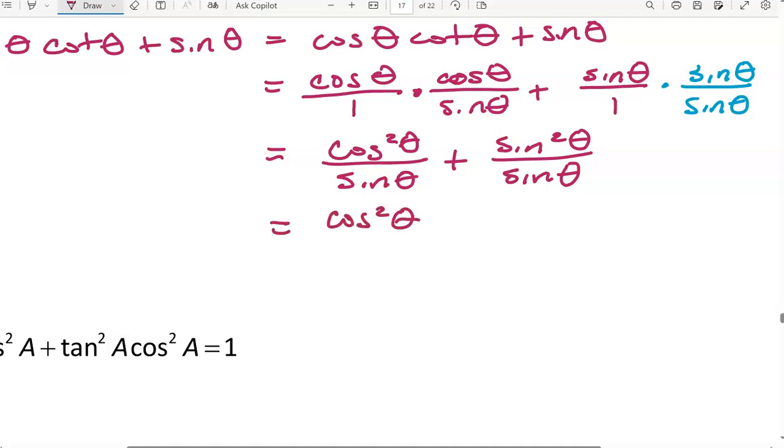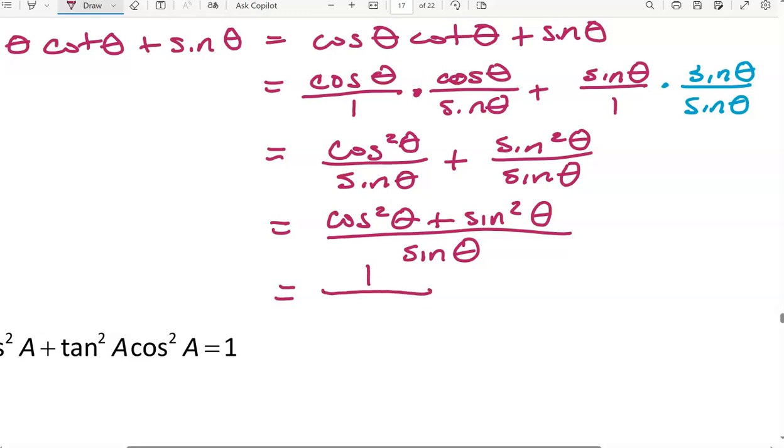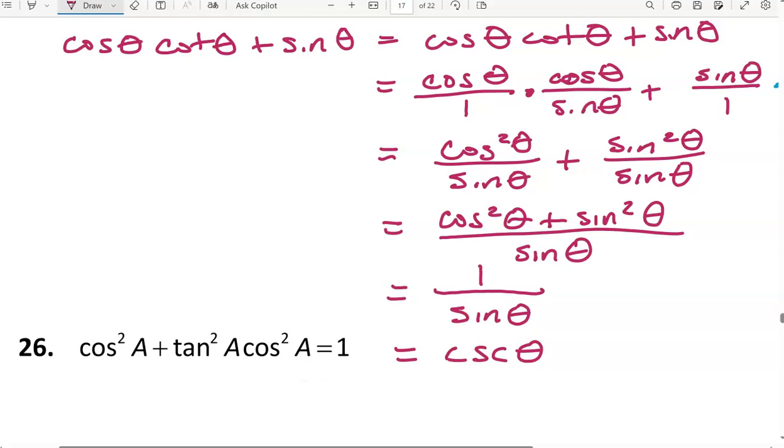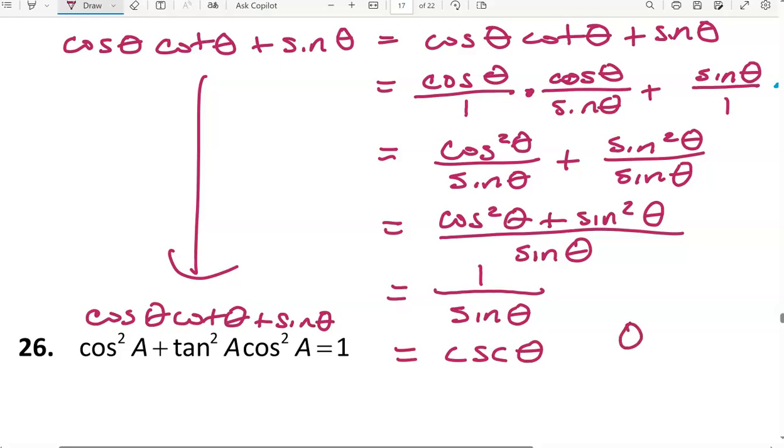And when we add fractions, we add the numerators together and keep the denominator. And it turns out that the cosine squared of theta plus the sine squared of theta is equal to 1 due to the Pythagorean identity. And 1 divided by the sine of theta is the cosecant of theta, which is what we were aiming for. So I'm going to bring down the other side of the equation here. Cosine of theta times the cotangent of theta plus the sine of theta is equal to cosecant of theta. And we are done with that proof.